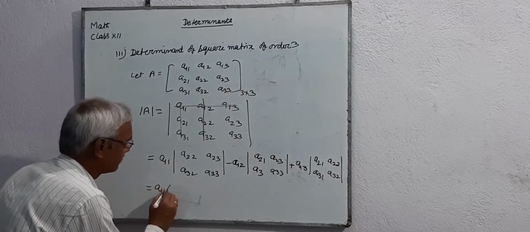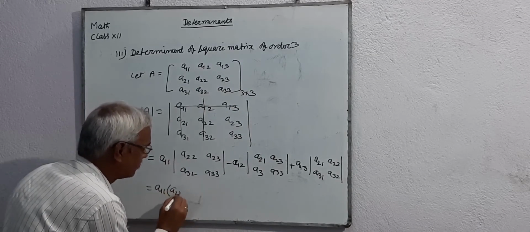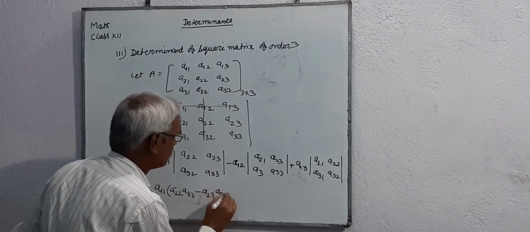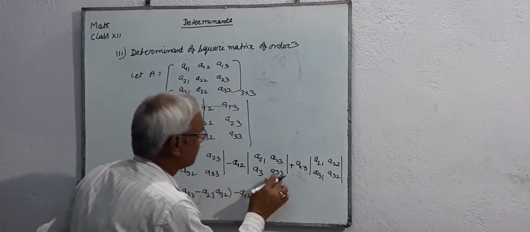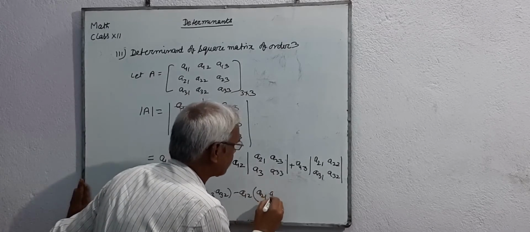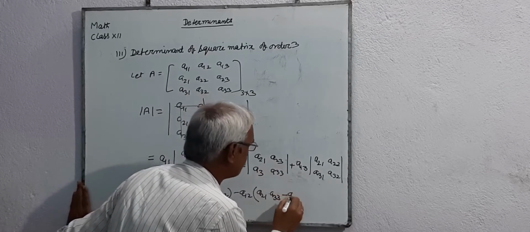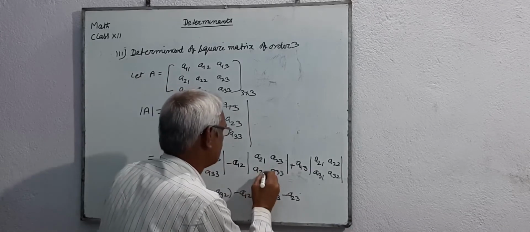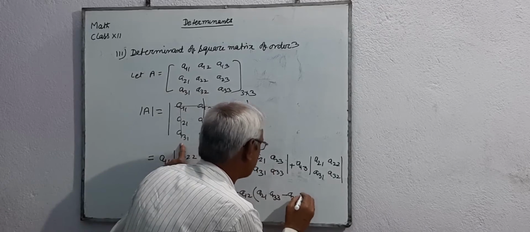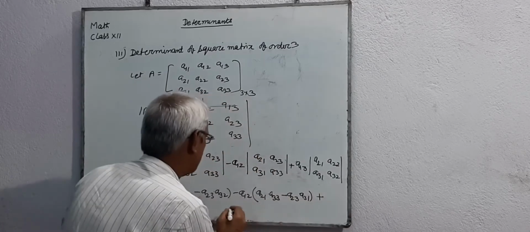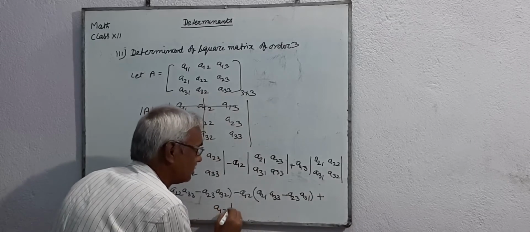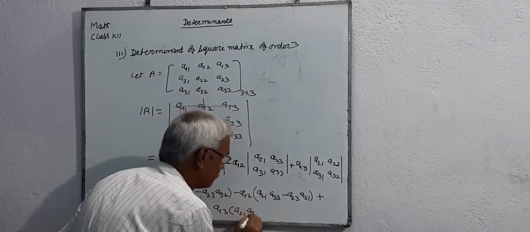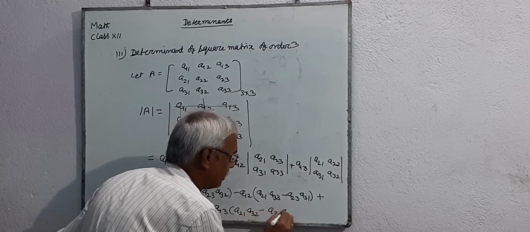This equals A11 times (A22 into A33 minus A23 into A32), minus A12 times (A21 into A33 minus A23 into A31), plus A13 times (A21 into A32 minus A22 into A31).